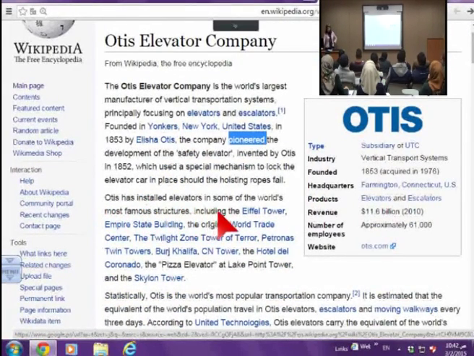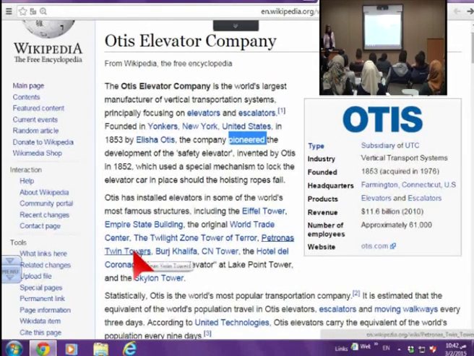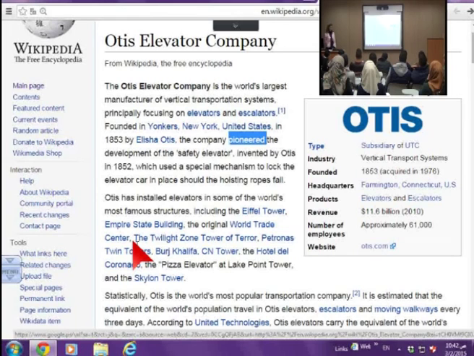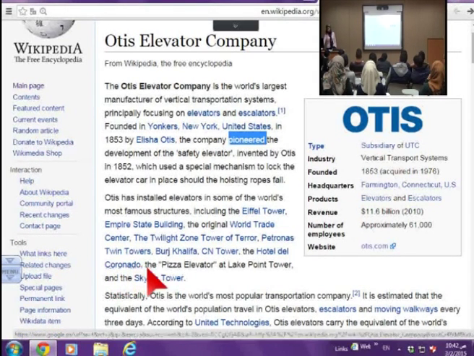Otis has installed elevators in some of the world's most famous structures, including the Eiffel Tower, you see where it's working, the Empire State Building, the original World Trade Center, which is gone of course, the Twilight Zone Tower of Terror, the Petronas Twin Towers in Malaysia, before the Arabs built Burj Khalifa in Dubai, the CN Tower, the Hotel del Coronado.